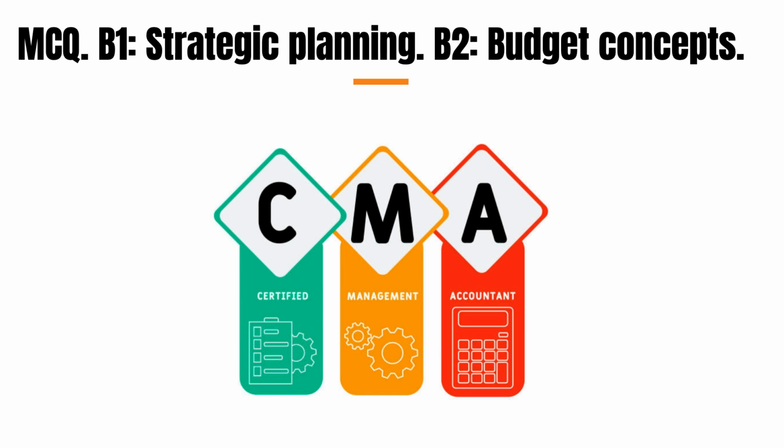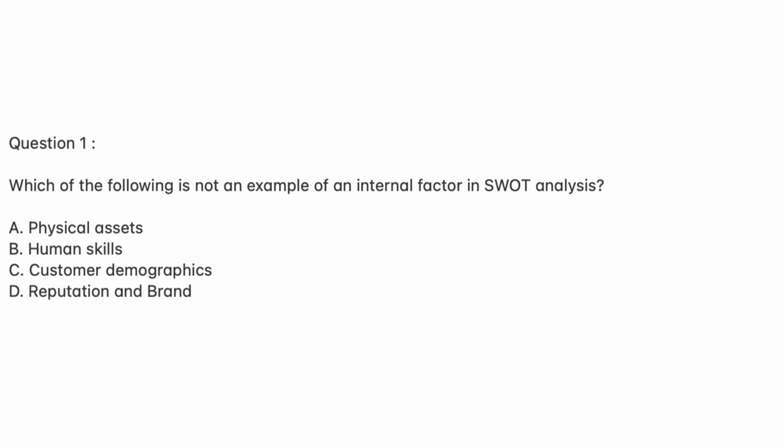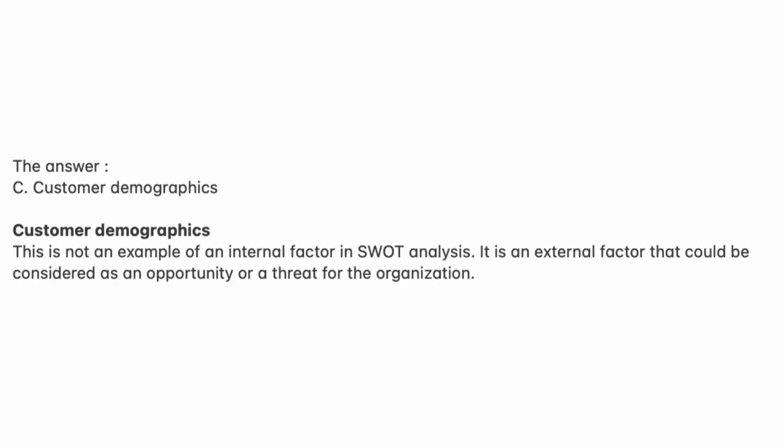Let's start. Question 1. Which of the following is not an example of an internal factor in SWOT analysis? A. Physical assets. B. Human skills. C. Customer demographics. D. Reputation and brand. The answer is C. Customer demographics. This is not an example of an internal factor in SWOT analysis. It is an external factor that could be considered as an opportunity or a threat for the organization.